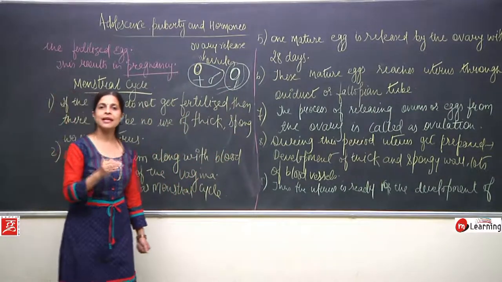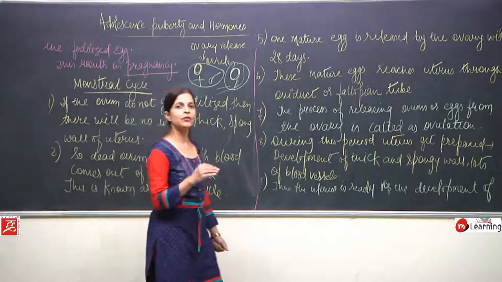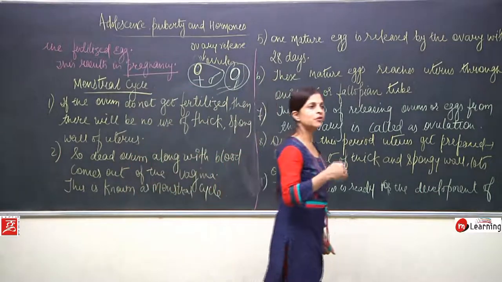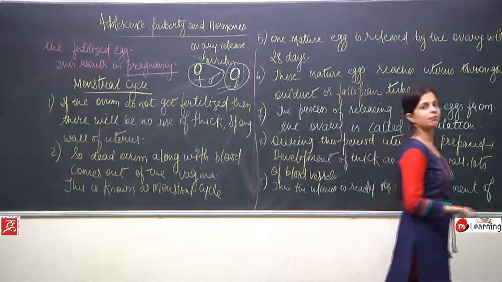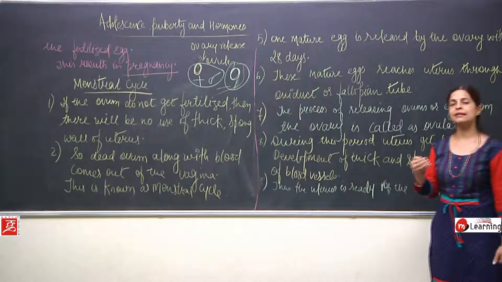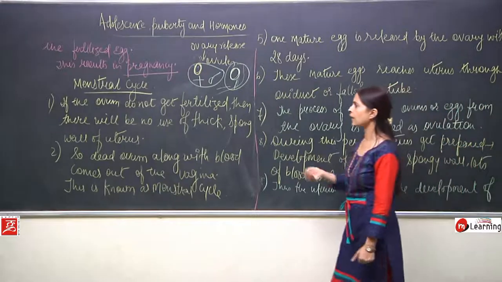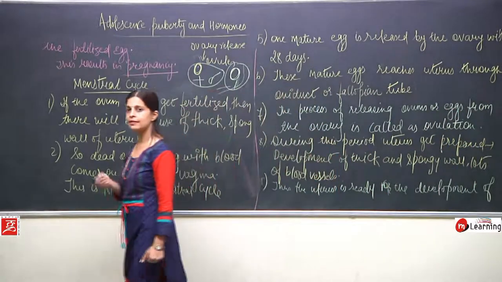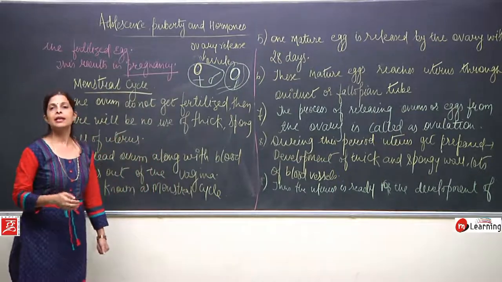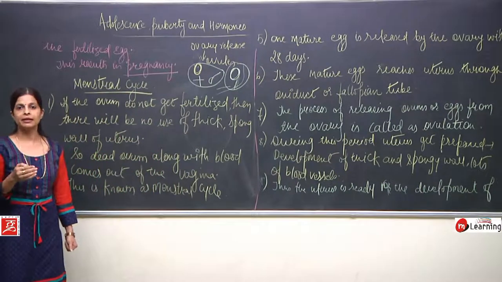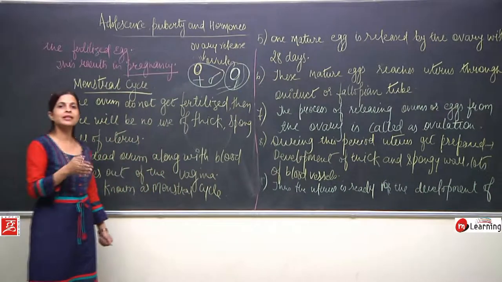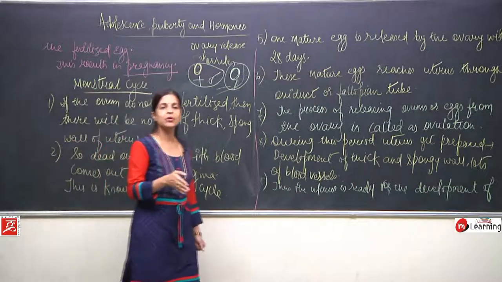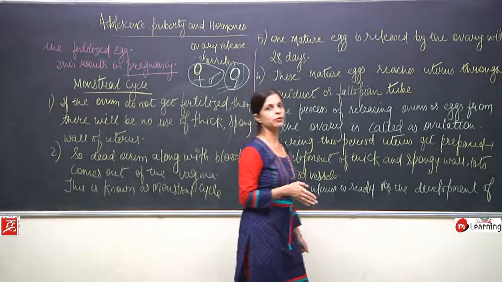Menstrual cycle will begin by the age of 12, 13, 14, which will come every month, and after attaining a certain period, like 45 to 50, this cycle will come to an end. This stage, when the menstrual cycle has come to an end, is known as menopause.